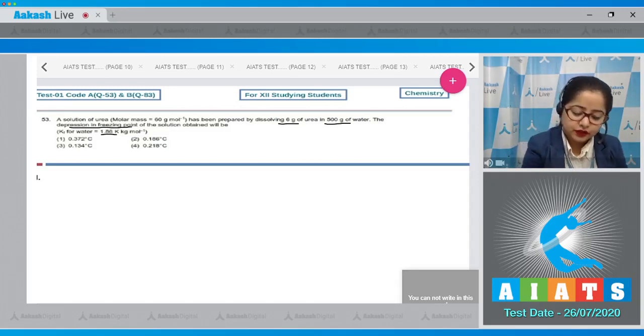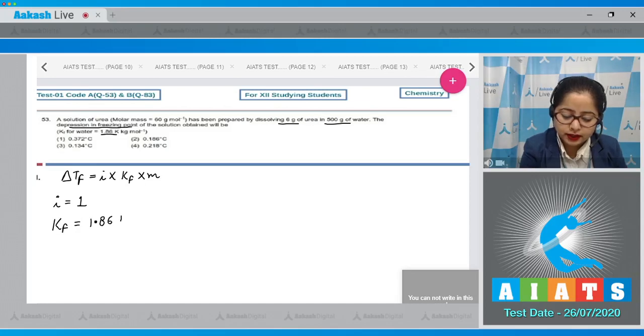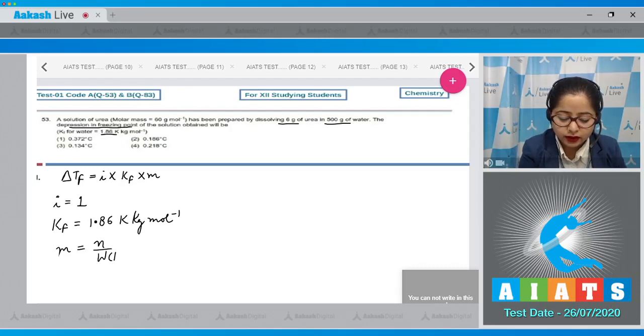So let's start. First of all, I'm writing the formula to calculate delta Tf, which is depression in freezing point, is equal to i multiplied by Kf multiplied by molality. First of all, the solute given is urea, and for urea the value of i is 1, and for water the value of Kf is 1.86 Kelvin kg per mole. We only have to calculate molality and then we'll be able to calculate the value of delta Tf. Molality is equal to number of moles of solute upon mass of solvent in kilogram. For number of moles of solute, we are given the mass of solute and the molar mass of solute.